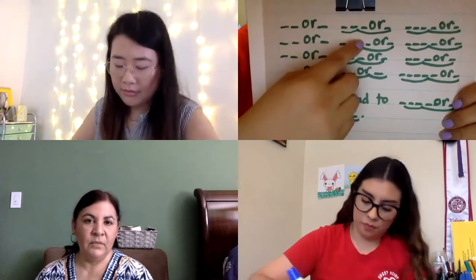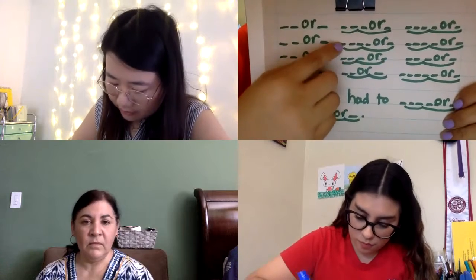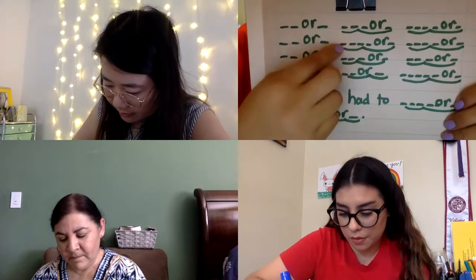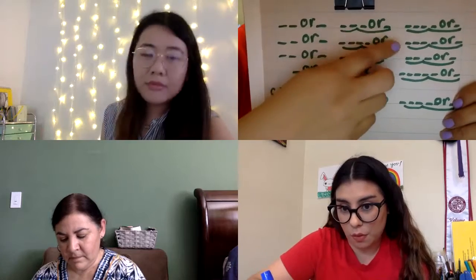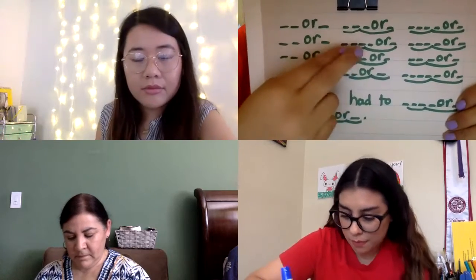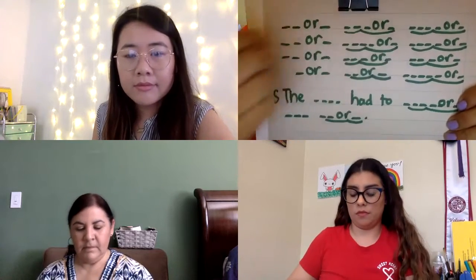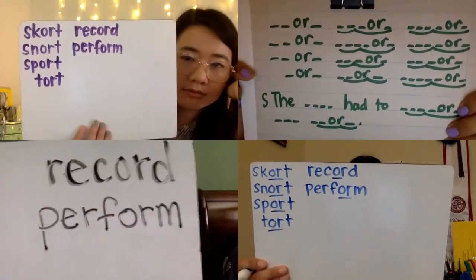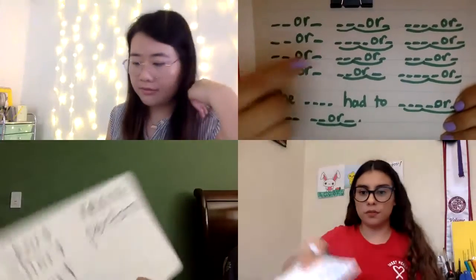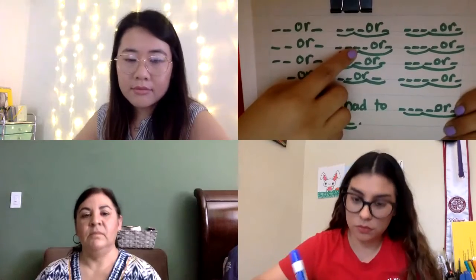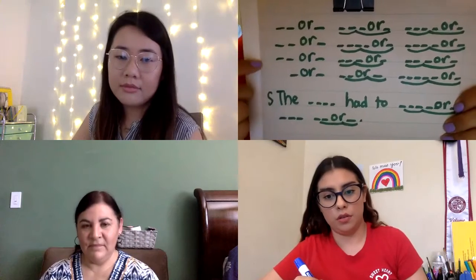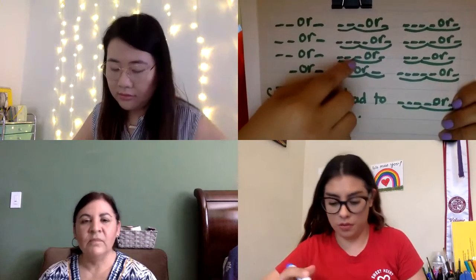The word is perform. What's the word? Perform. Form. Be careful. Show me. Beautiful job. And boys and girls, remember that can be spelled how many ways? Three different ways, right? The ER, the IR, and the UR. Good job. The next word is resort.